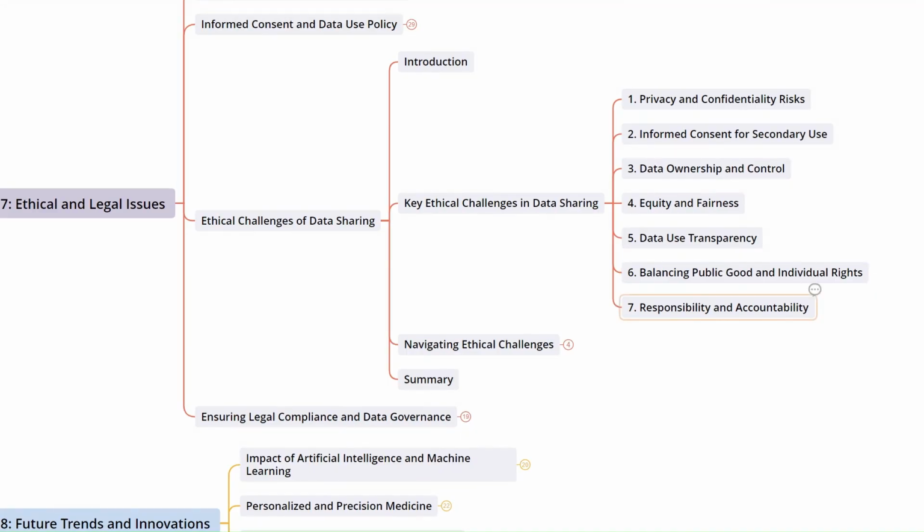Next, responsibility and accountability. Clear accountability in data sharing processes to prevent misuse or harm. Ethical obligations to address data breaches or misuse promptly and transparently.